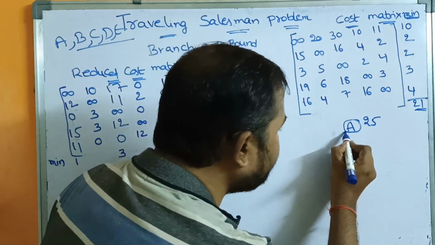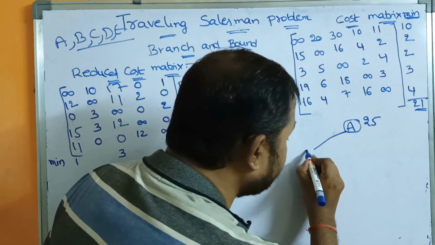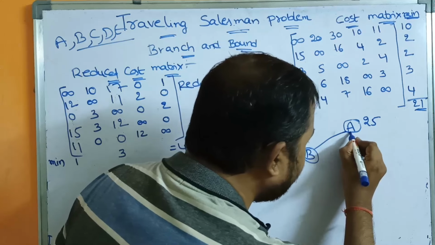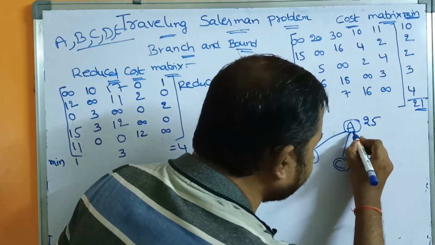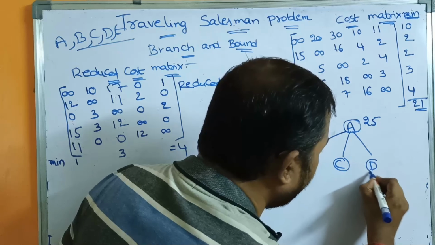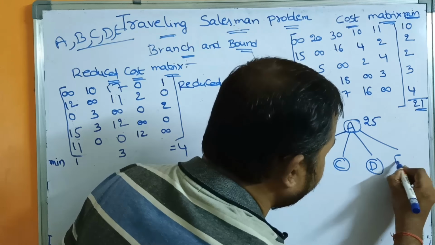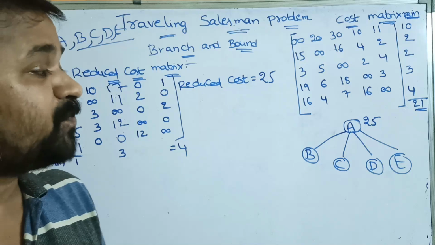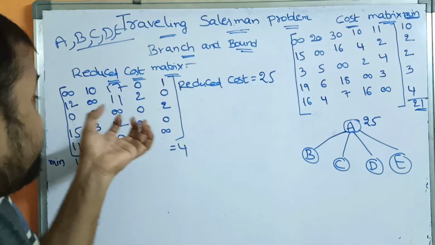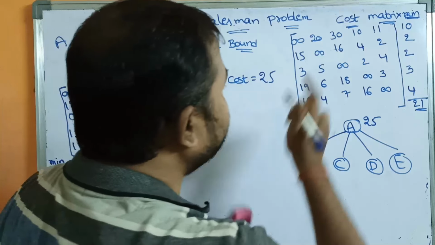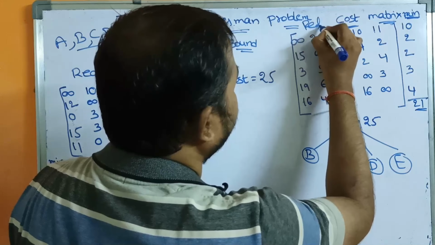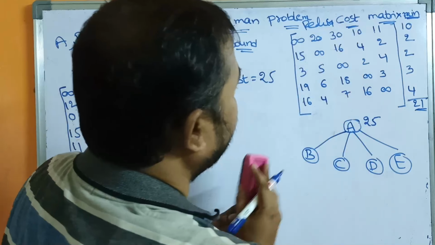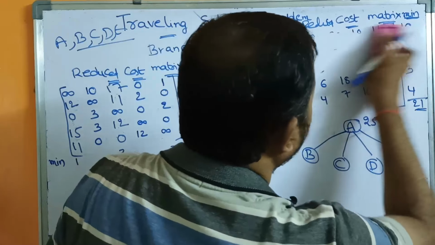So we need to find out the cost from A to B, as well as the cost from A to C, as well as the cost from A to D, as well as the cost from A to E. Okay. And here we need to perform operation on this reduced cost matrix. So let us note down the reduced cost matrix here.